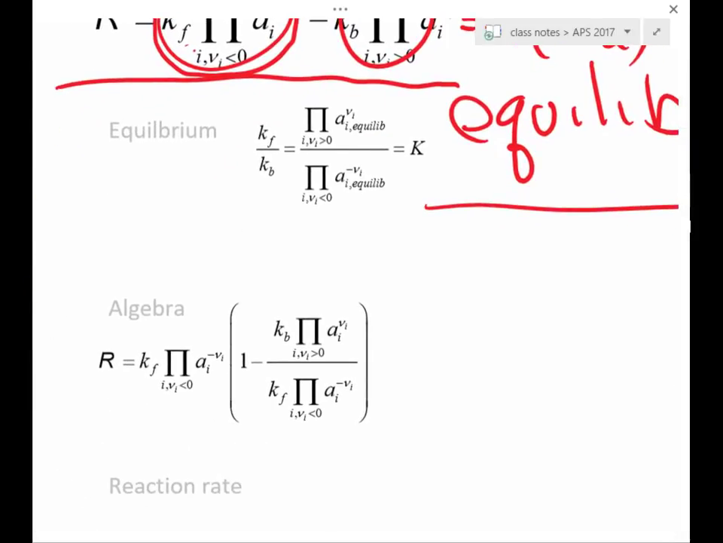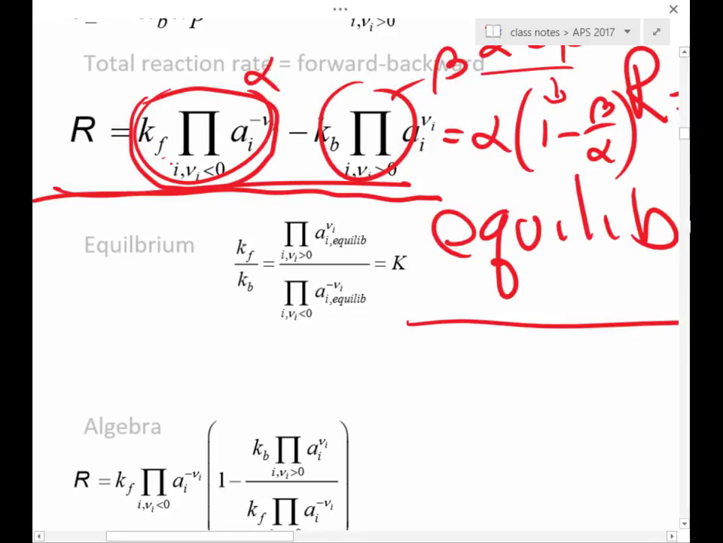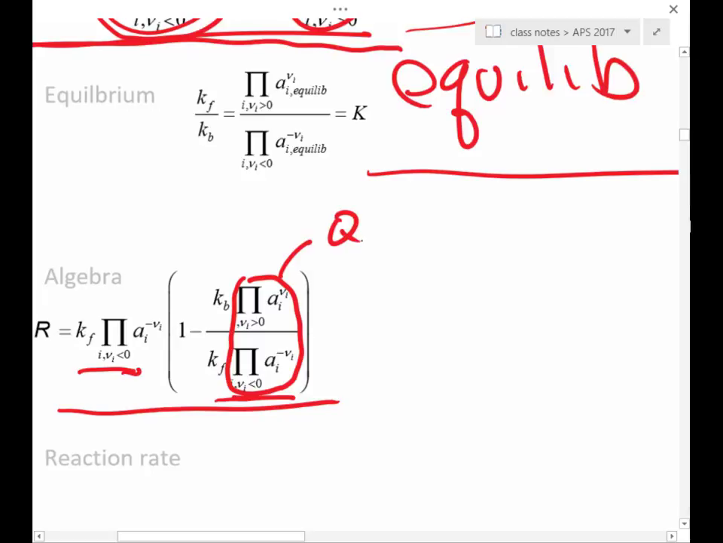If you have the PowerPoint, this kind of factoring gives me that. Okay? If I multiply through, then this is the same as that right there. So they would just cancel out and give me the original expression back. Okay? All right. So this is all some gyrations, but what we need to do now is, this is kind of the important part. Right here, that's what we call Q, the reaction quotient.